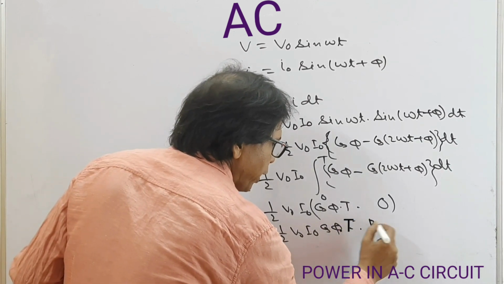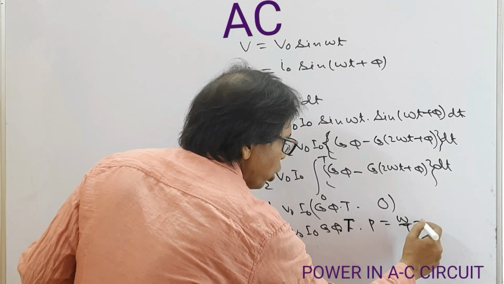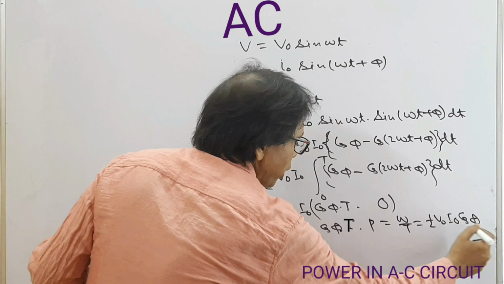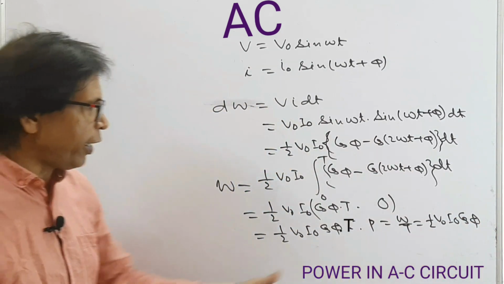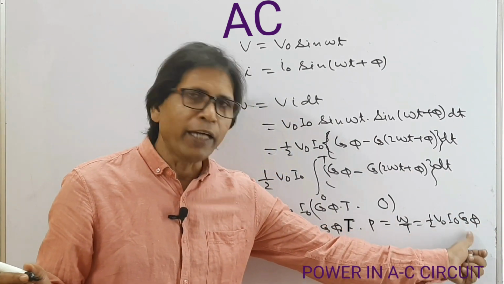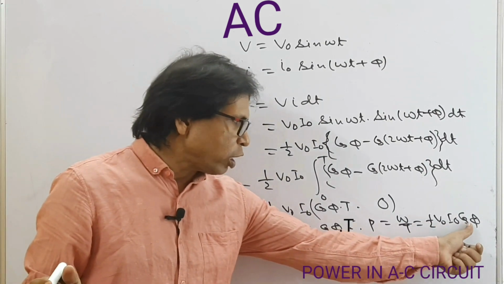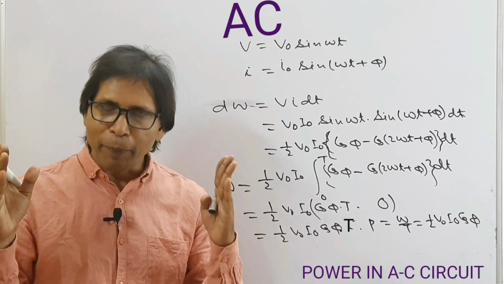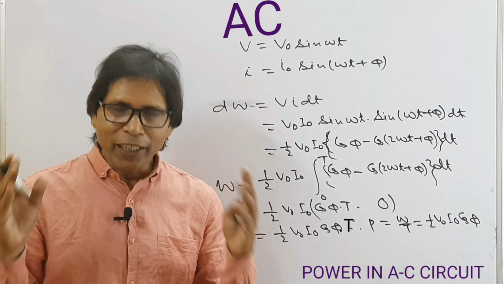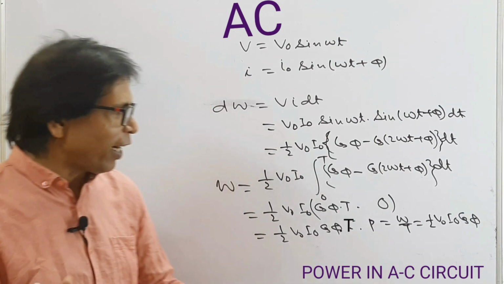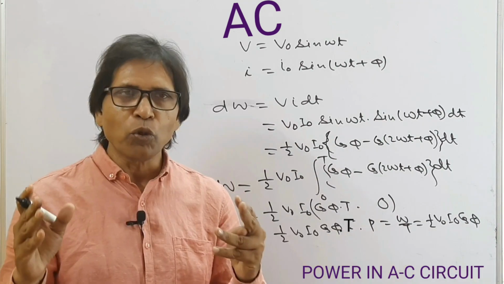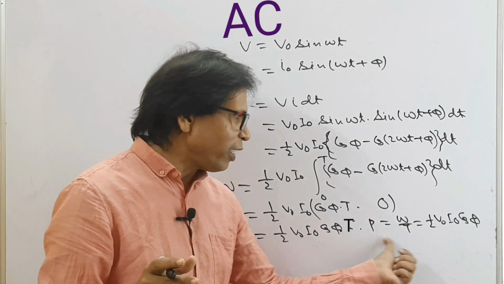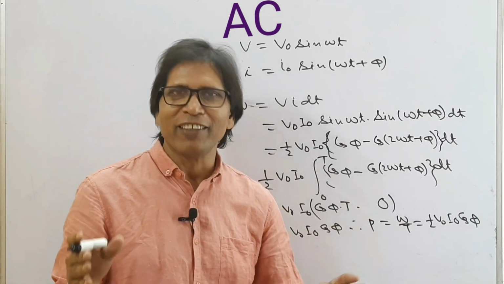So power P equals W by T. So half V naught I naught cos phi is the power dissipated in an AC circuit, where phi is the phase difference and cos phi is the power factor. In a purely inductive or capacitive circuit, the phase difference between voltage and current is pi by 2. So in an inductive or capacitive circuit, the power dissipation is equal to 0.